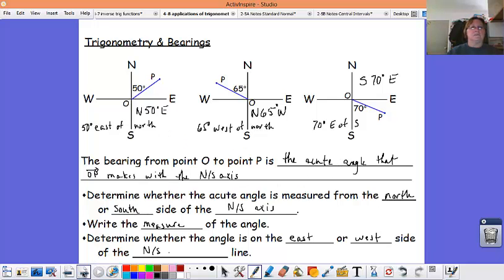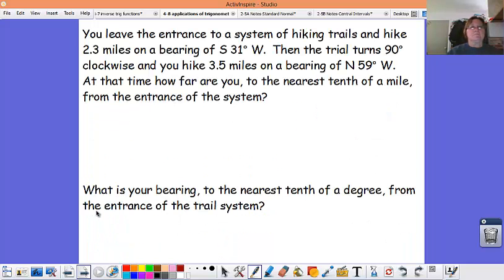Now we're going to solve a problem that uses bearings, and this one is just a little camper. All right, you leave the entrance to a system of hiking trails and hike 2.3 miles on a bearing of south 31 degrees west. Then the trail turns 90 degrees clockwise, and you hike 3.5 miles on a bearing of north 59 degrees west. At that time, how far are you to the nearest tenth of a mile from the entrance of the system? You guys, we need a picture, okay? So I'm going to draw myself a north-south axis right here.